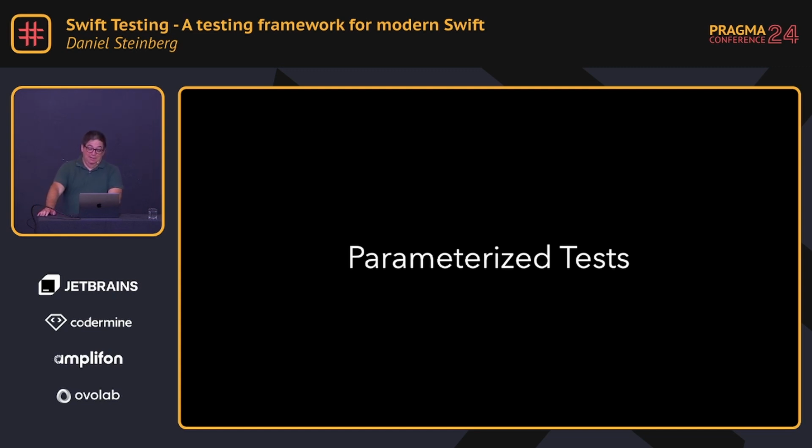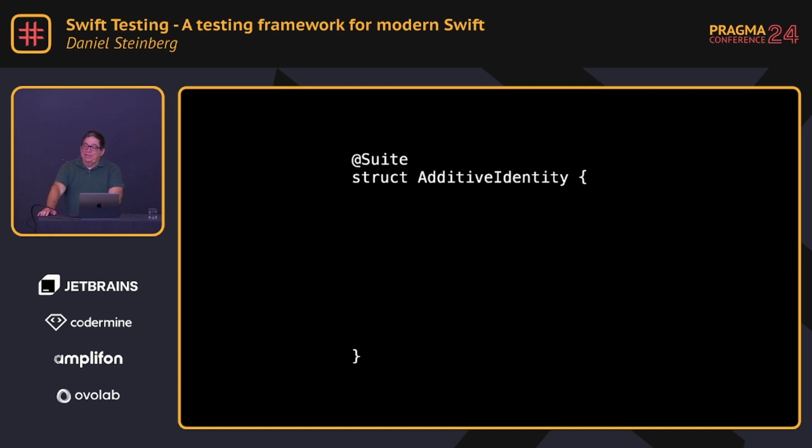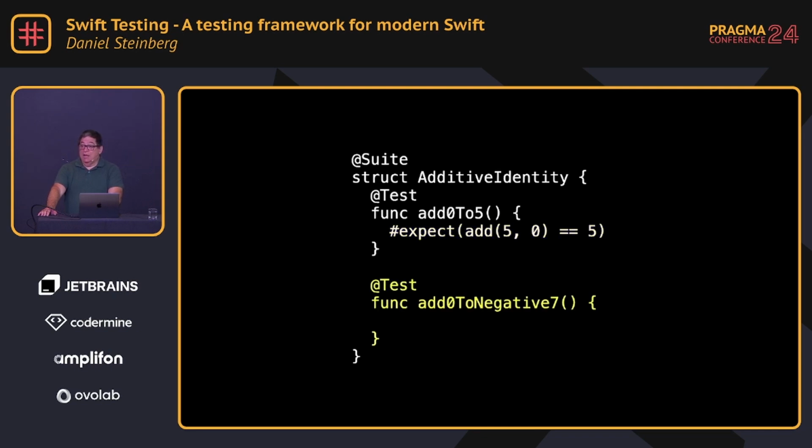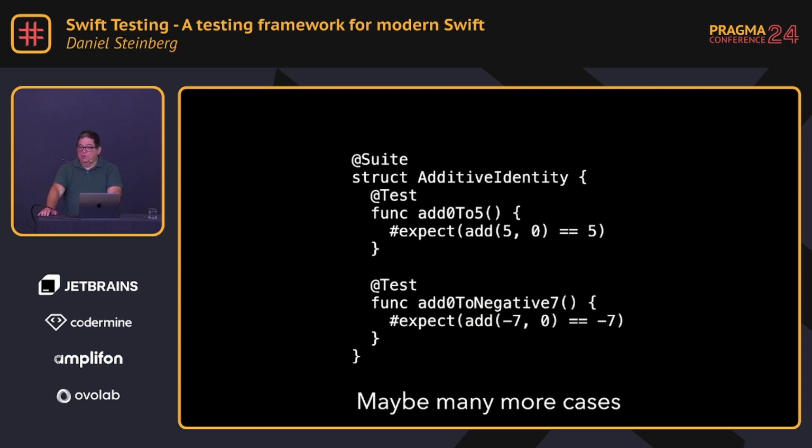Parameterized tests. This is so cool. So the additive identity says if you take a number and add 0 to it, you get that number. I'd like to write that, but I can't. I can test adding 0 to 5, and so I can expect if I add 5 to 0, I get 5. And I can add 0 to -7 and test that if I add -7 to 0, I get -7. And then I type 1,000 more cases like that.